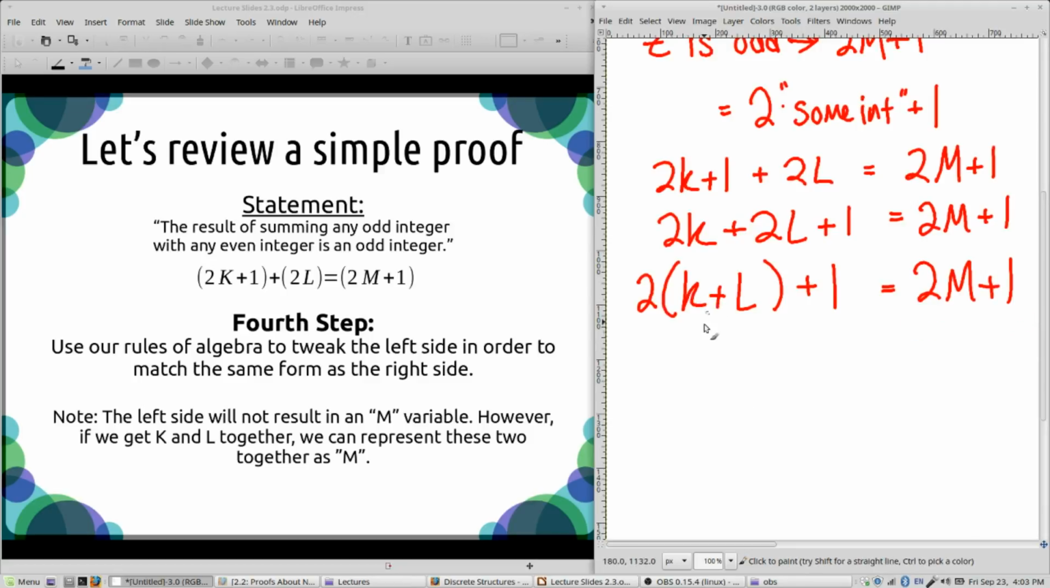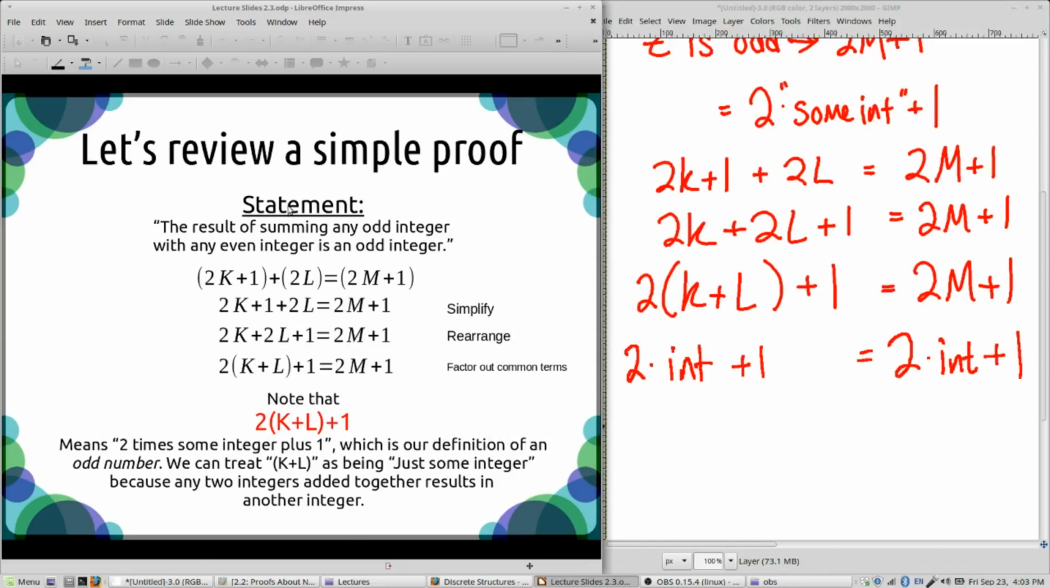And this is what I was saying before. K plus L isn't going to equal M because we can't combine these terms. They're not like terms. But we can say, well, M is some integer, and K plus L is also some integer, because if you add two integers together, you get another integer out. So these are equivalents. In some ways, it might have been better not to even write this part here, in case that seems confusing to change K plus L to M. But again, 2 times some int plus 1 is equal to 2 times some int plus 1.